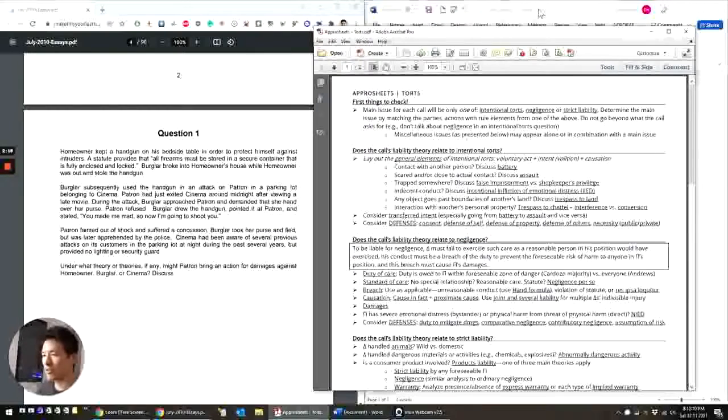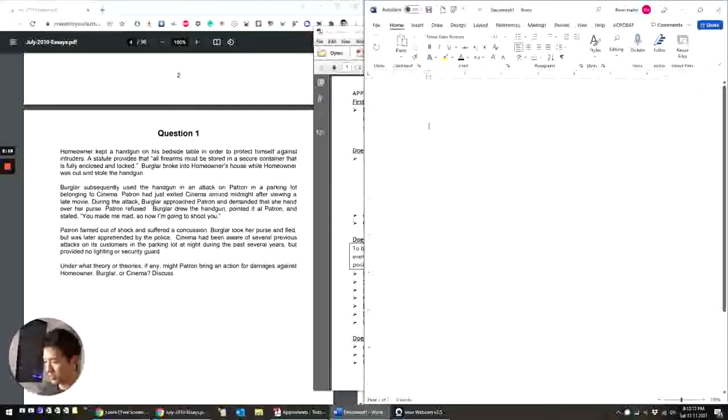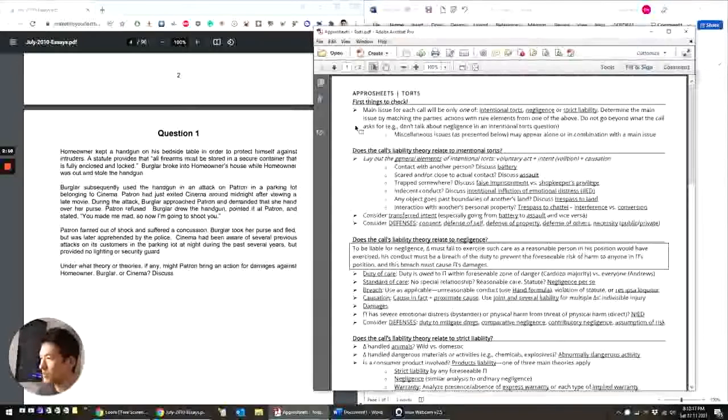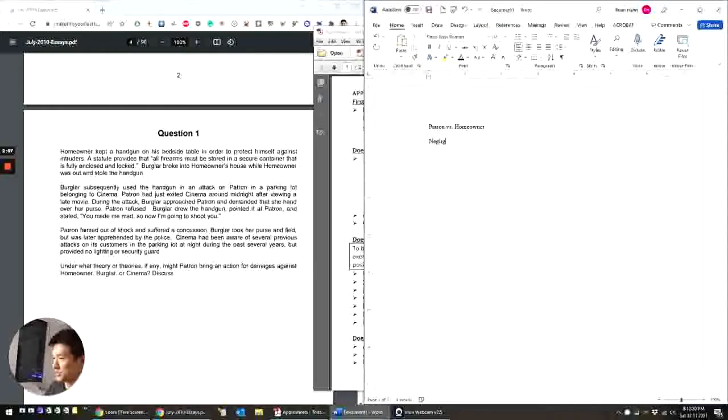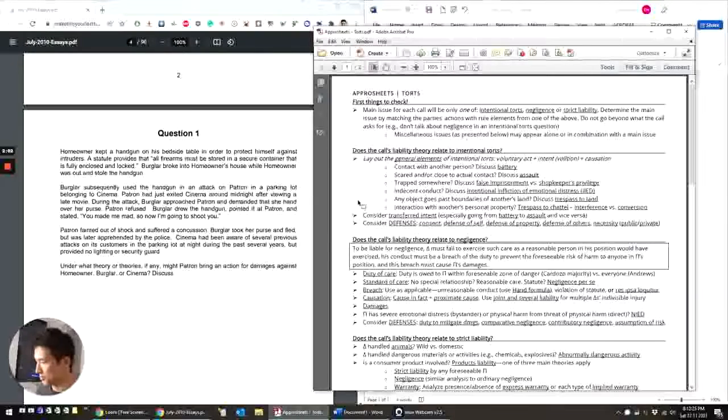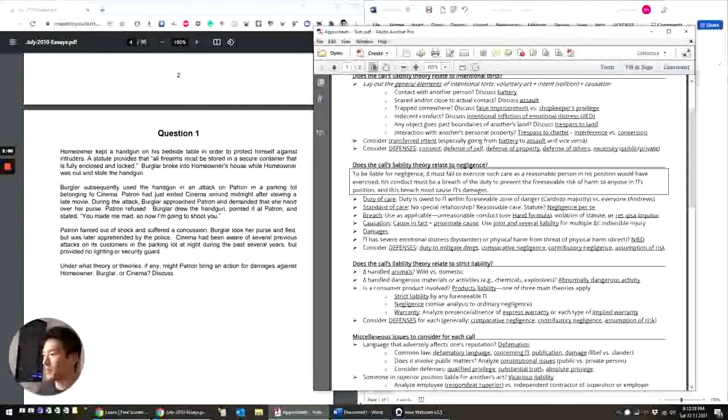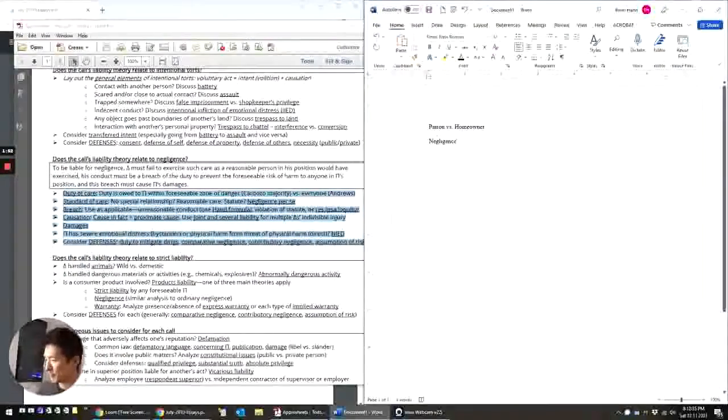Okay, so let's do patron versus homeowner first. We can just start off with negligence. What we're doing right now is just going through the issues. What might be the testable issues? Negligence is a very big subject, so we're probably going to have to go through all of these. So negligence is the big issue here, and then we have duty of care, standard of care, breach.